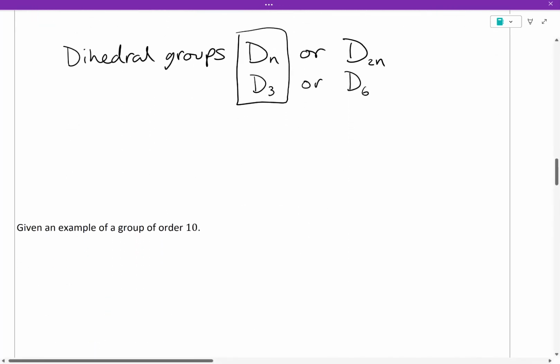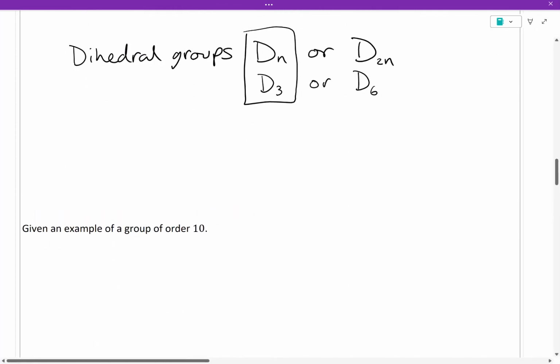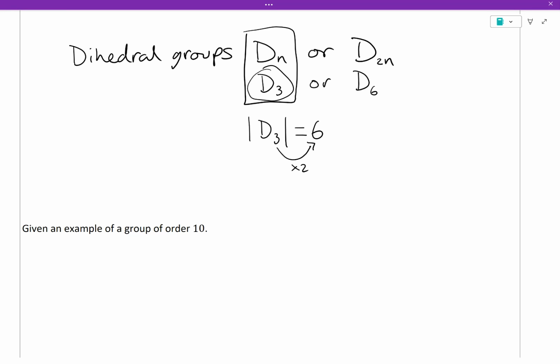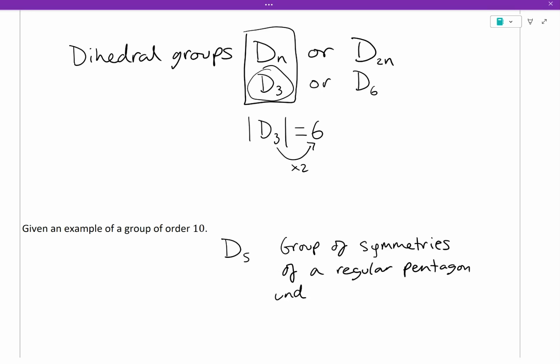Now, just one little follow-up question. Give an example of a group of order 10. Okay, well, thinking about what I've just said, if we look at our equilateral one, which is D3, the order of D3, using this convention for the notation, is equal to 6. So times by 2. So if we want the order to be 10, then you'd have to consider D5, which is the group of symmetries of a regular pentagon under the composition of transformations.